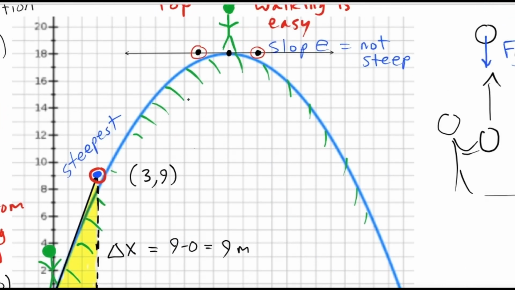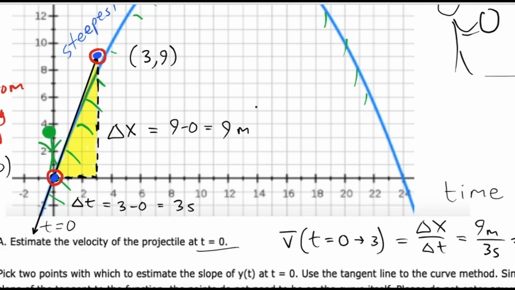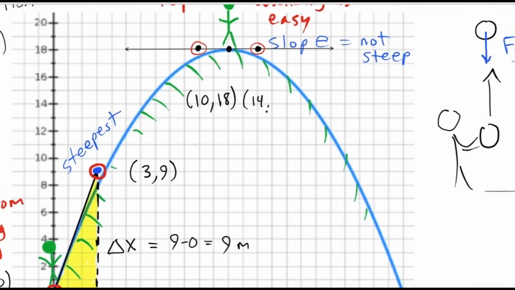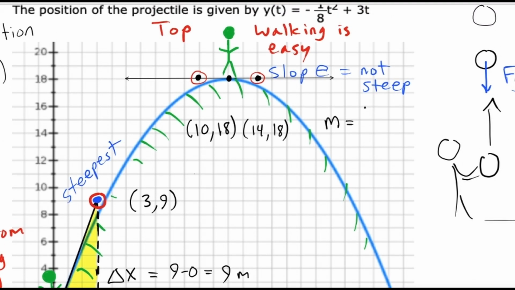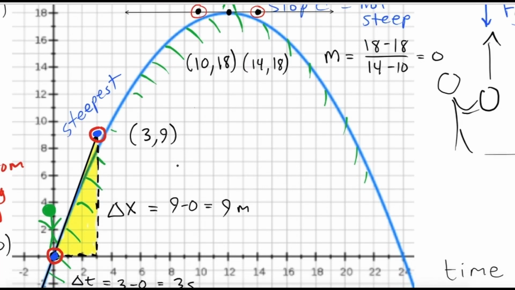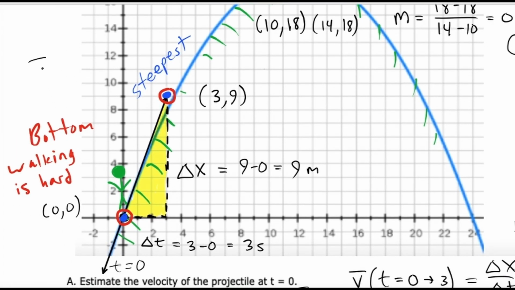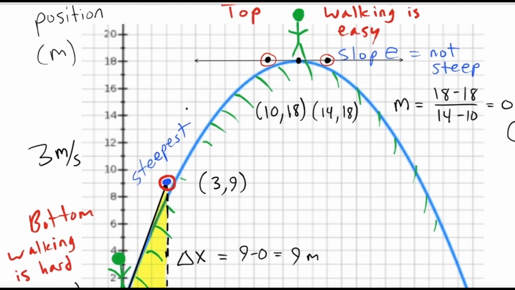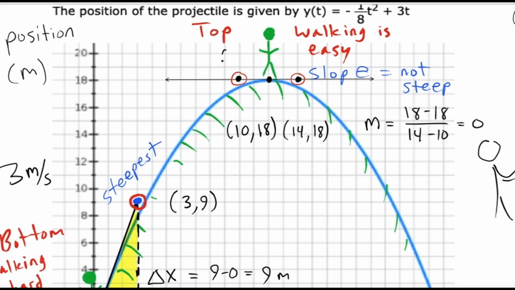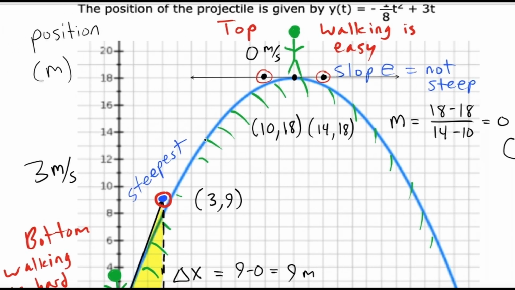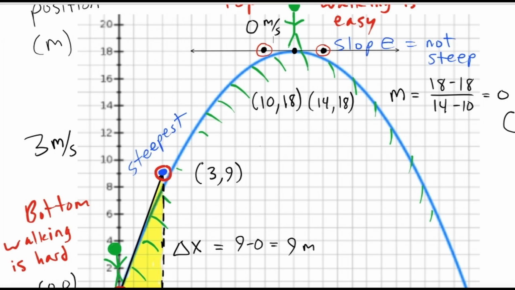You could take 2 points if you need to and do a calculation on it. So you've got your (10, 18), and you've got your (14, 18). So the calculation for this slope is 18 minus 18 over 14 minus 10, that's 0. So we see that the slope went from 3 meters per second down to 0 meters per second over time. Now it didn't just suddenly jump from 3 to 0, it changed gradually.